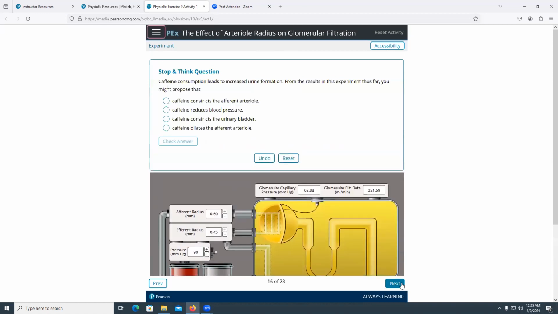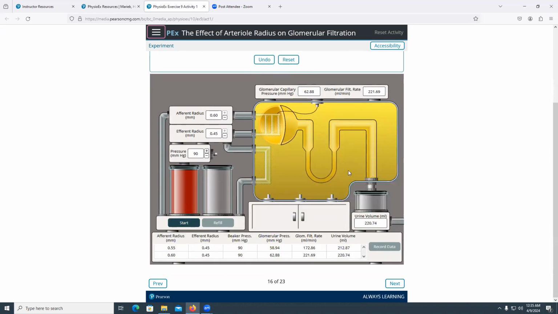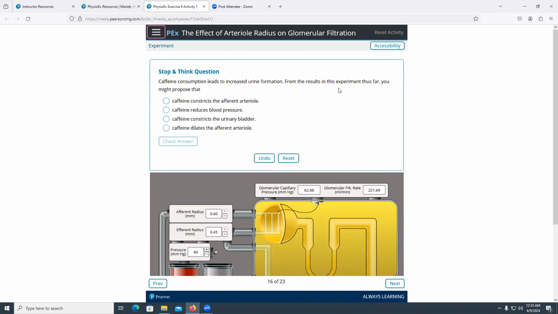And now, okay, caffeine consumption leads to increased urine formation. So I increase my urine formation. From the results of the experiment thus far, you may propose that caffeine constricts. No, it will not constrict. It will dilate. Caffeine reduces blood pressure. No, caffeine dilates the afferent arteriole. That makes sense.